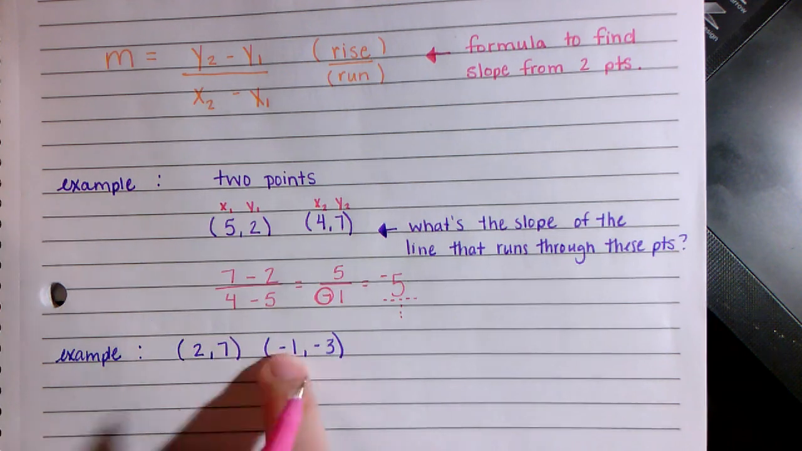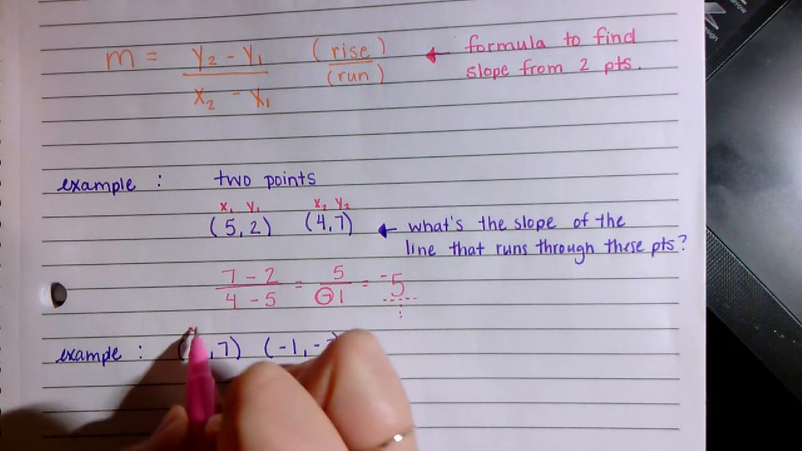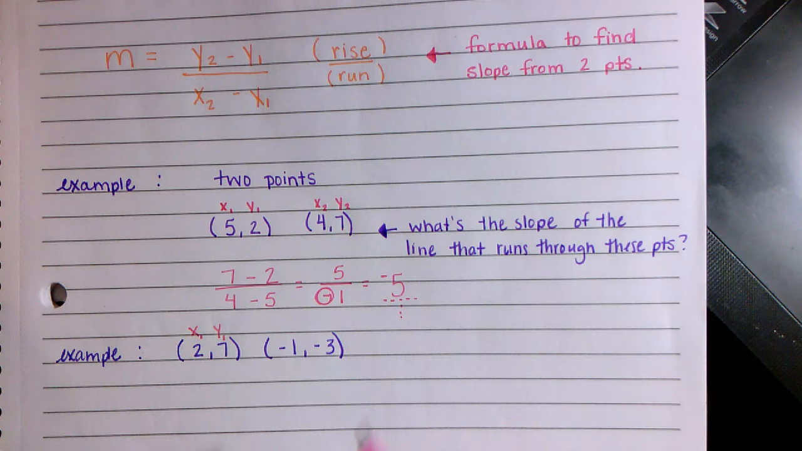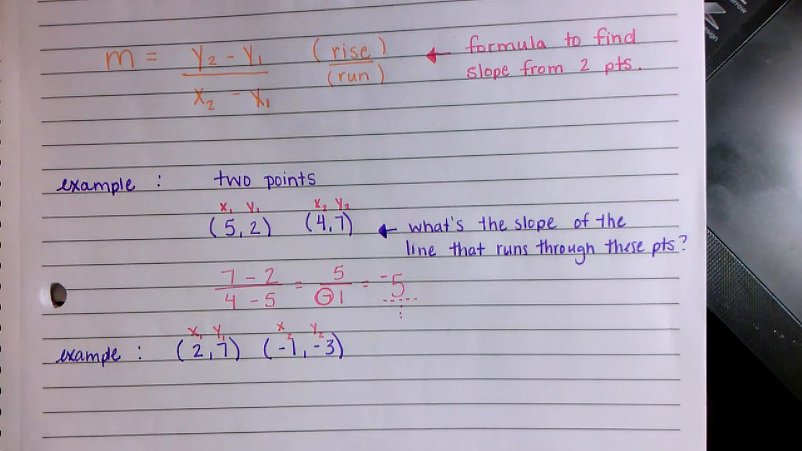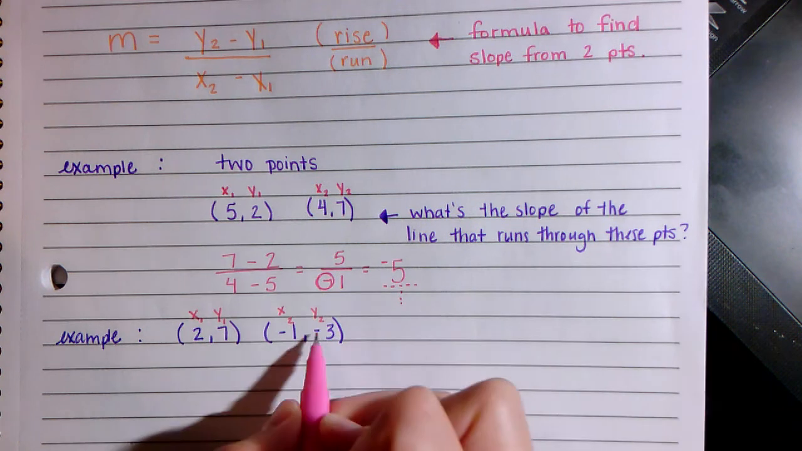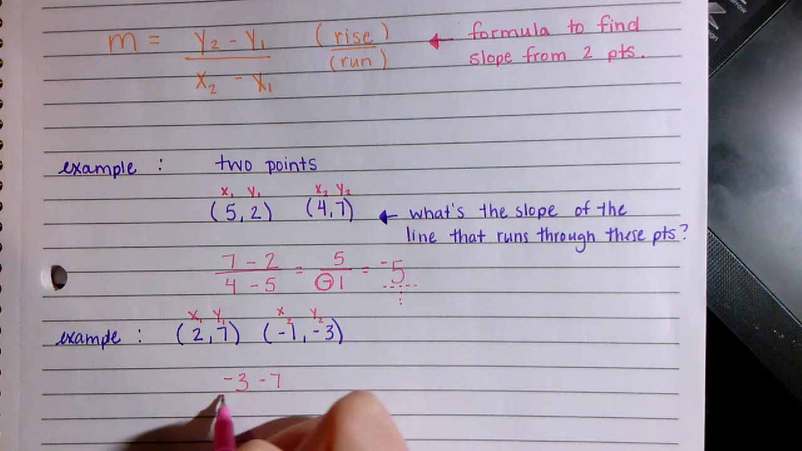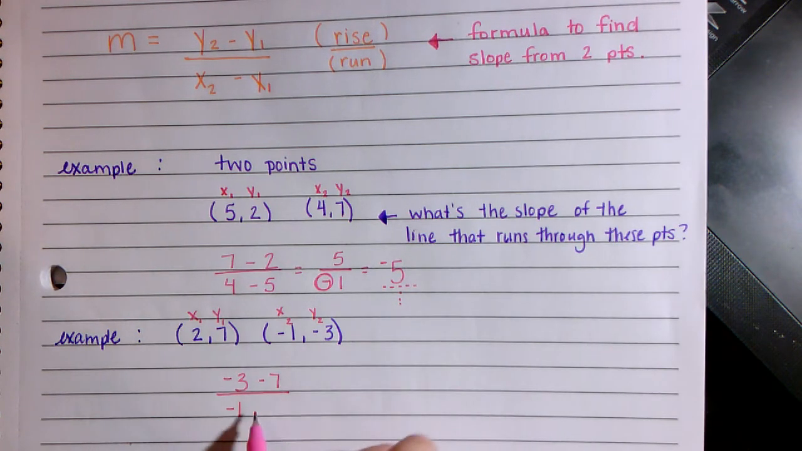So once we have our ordered pairs, don't forget we want to label them. So this is the x in the first ordered pair. This is the y in the first ordered pair. This is the x of the second ordered pair and the y of the second ordered pair. So now that they're labeled, and that's always what you do first, always, let's plug them into our formula. It's y2 minus y1, so -3 minus 7, and then x2 minus x1, so -1 minus 2.